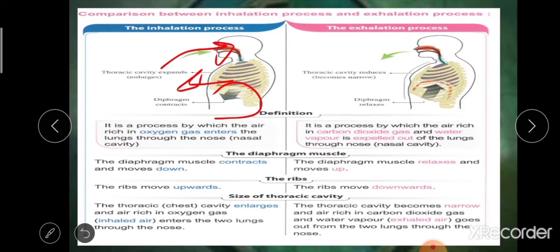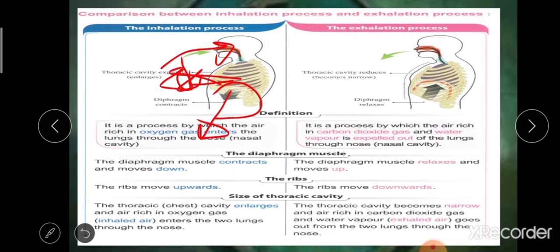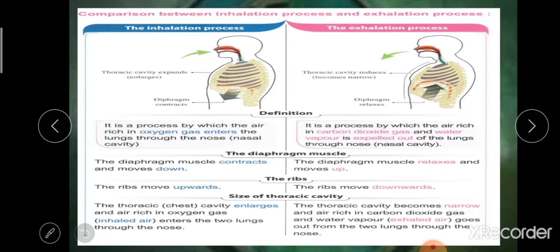upward. Notice that if the diaphragm muscle moves down, the rib cage moves up to become bigger. The chest cavity becomes bigger, or enlarged. So the diaphragm moves opposite to the rib cage. When the diaphragm muscle contracts and moves downwards, the rib cage moves upwards. This is in the inhalation process.